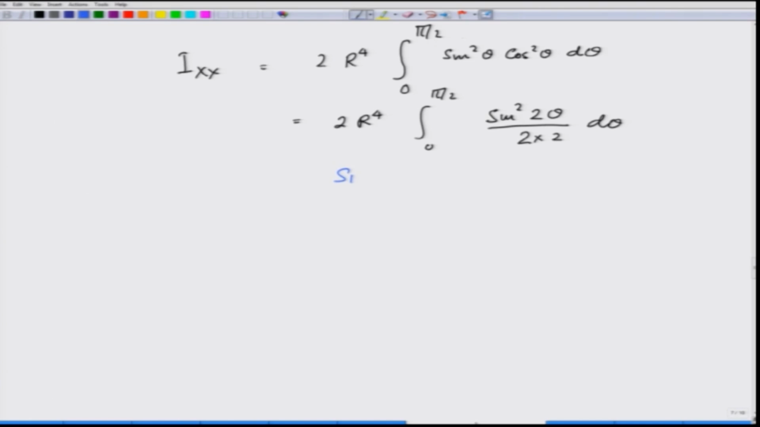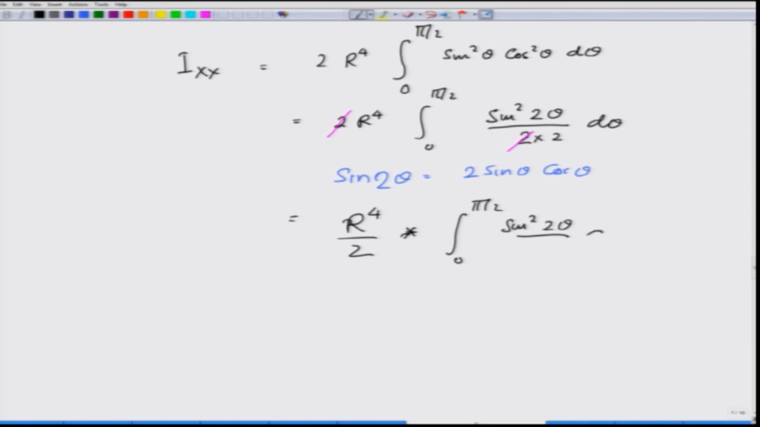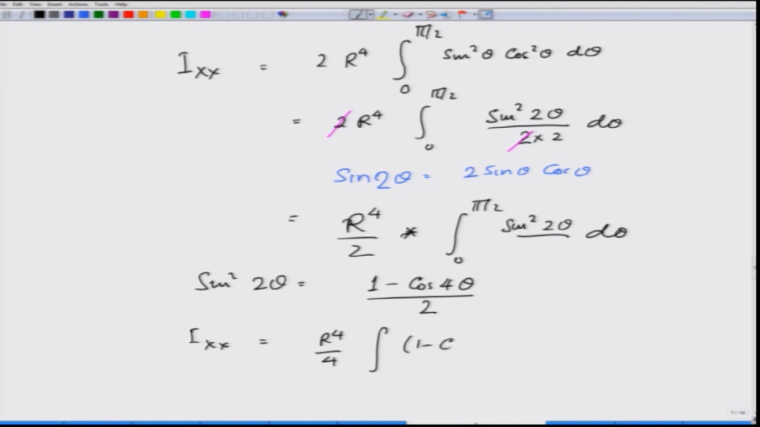I made use of the fact that sine 2 theta is equal to 2 sine theta cosine theta, and therefore, Ixx becomes r raised to 4 divided by 2, because this cancels, integral 0 to pi by 2 of sine square 2 theta d theta. Sine square 2 theta I can write as 1 minus cosine of 4 theta divided by 2. So, Ixx becomes r raised to 4 divided by 4 integral of 1 minus cosine 4 theta d theta from 0 to pi by 2. The second integral vanishes, this one vanishes. So, you get pi r raised to 4 by 8.